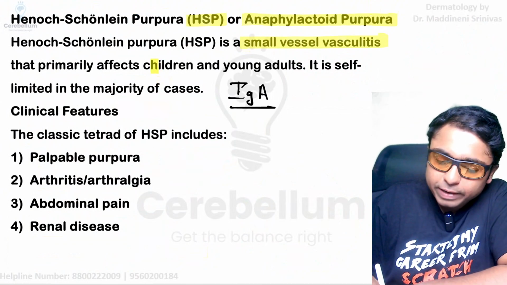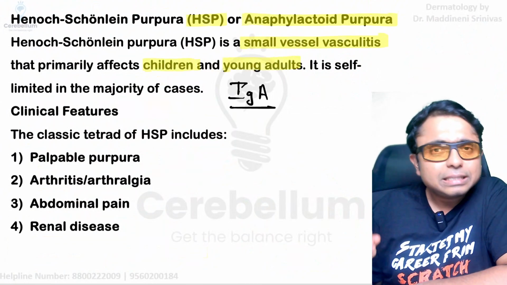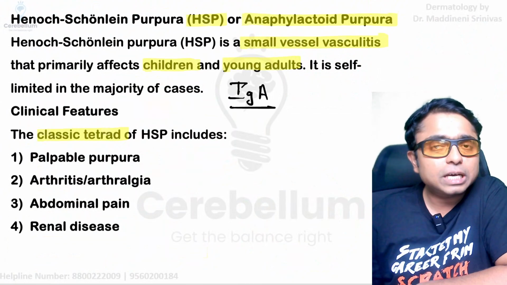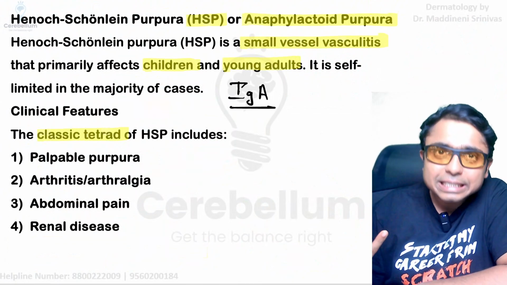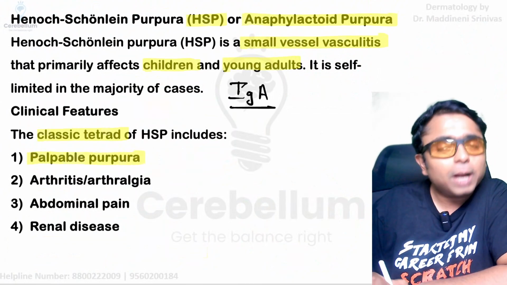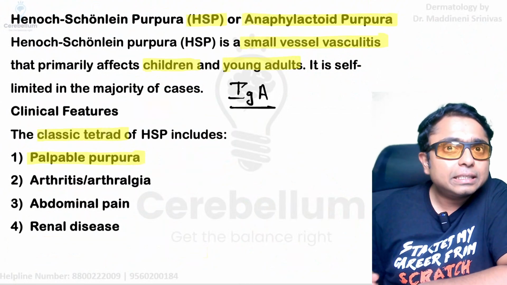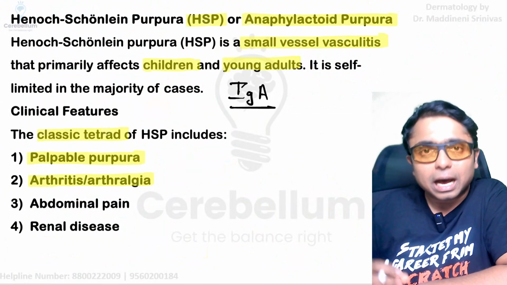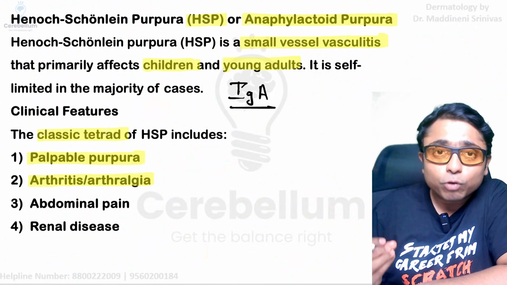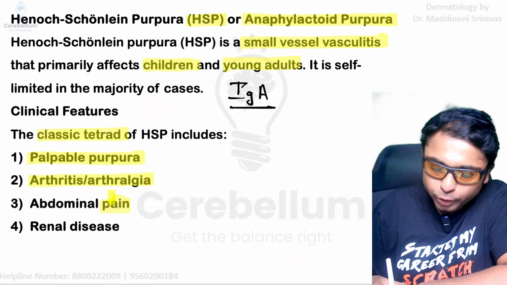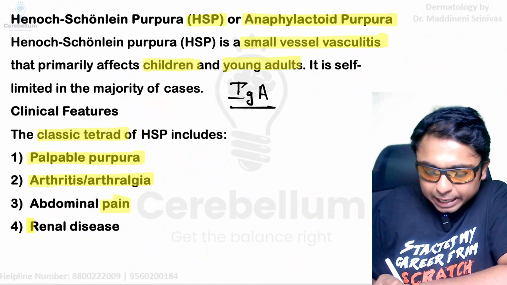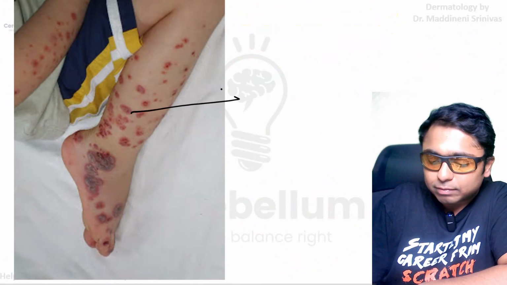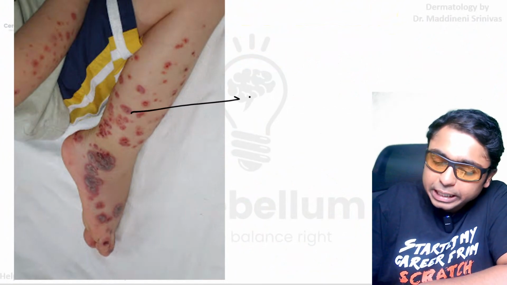So this is going to affect children and young adults, and it is a self-limiting condition, and there will be 4 important systems which are going to be affected. Of course, one is the skin in the form of palpable purpuric lesions, and the patients are also going to have a joint involvement leading to arthritis, arthralgia. There will also be involvement of the GI system, which is going to produce abdominal pain, and renal involvement will be there.